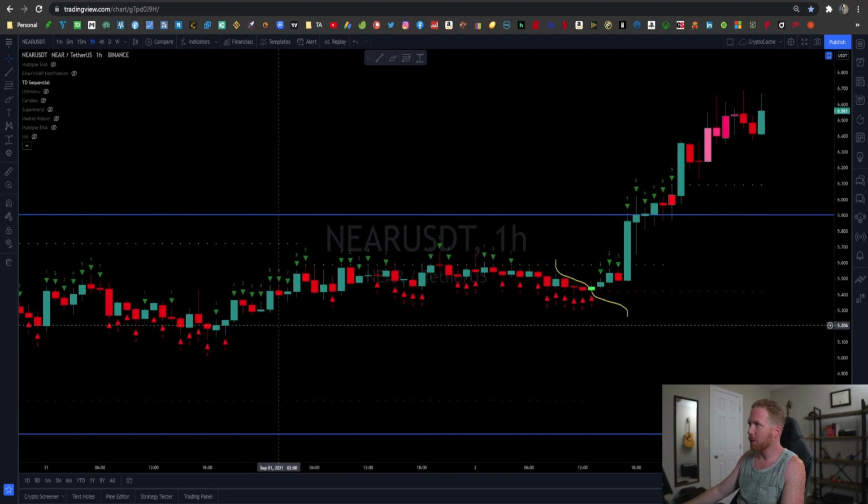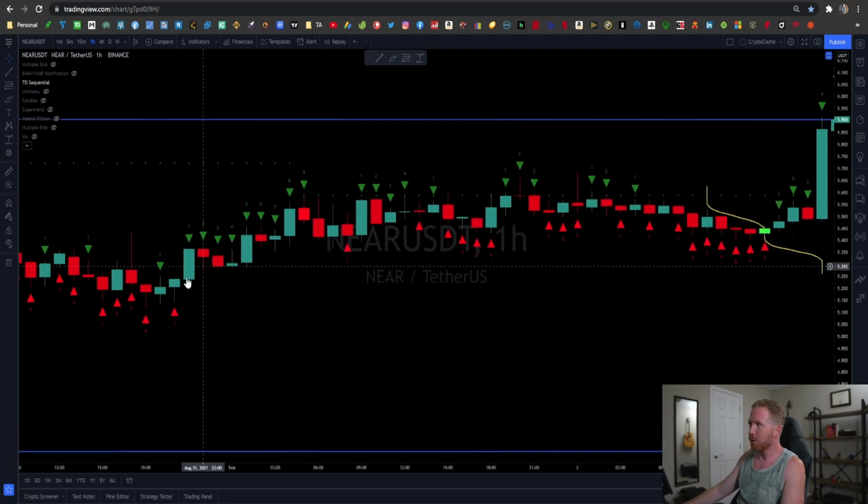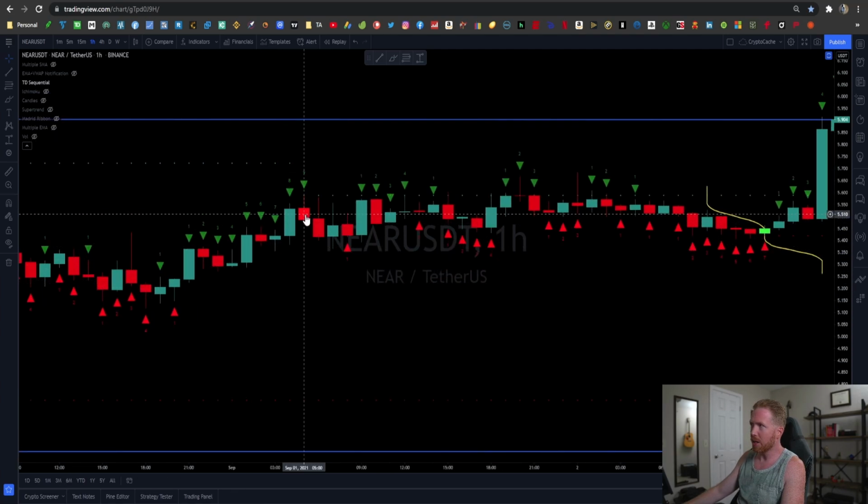So just say, for example, we look back here, we can see that there's a 1 through a 9, right? See, it counts from 1 all the way to a 9. And what it's doing is it's taking the current candlestick and identifying if it's higher than the 4th previous candlestick.